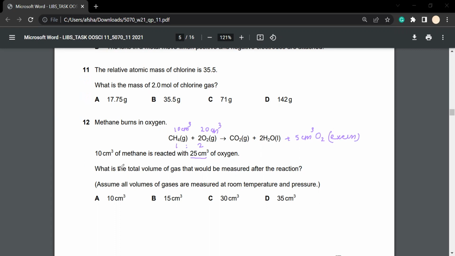Right now, what is the question? What is the total volume of gas that would be measured after the reaction? So considering this fact, we have 10 cm cube of methane reacting with 20 cm cube on the basis of ratio. Then carbon dioxide, we are again getting in the ratio of 1, and water is a liquid, so we will not include water at all. So on the basis of 1:1 ratio, we will be having 10 cm cube of carbon dioxide formed. They both have completely been consumed. So 10 plus 5 will be making 15 cm cube of the total gas, which will be left after the reaction.